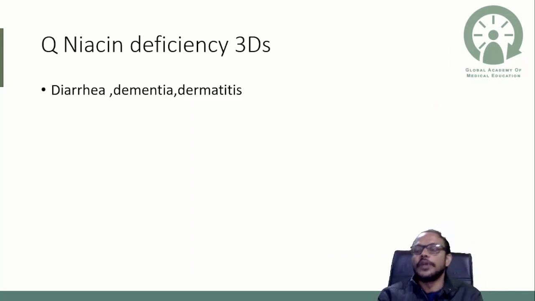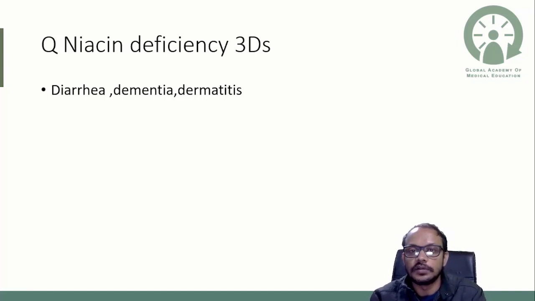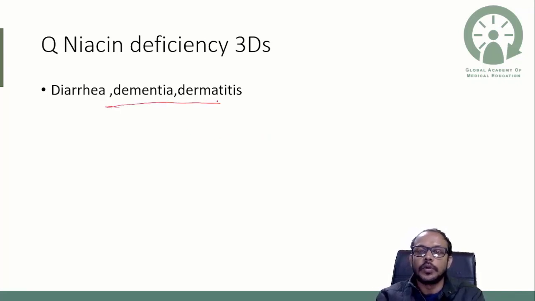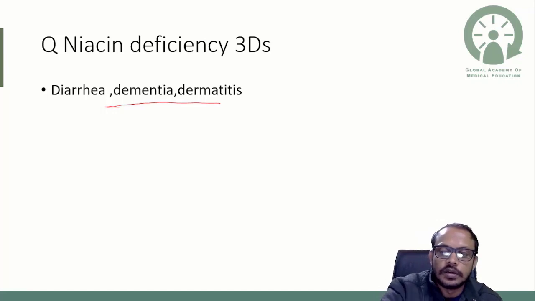Another very important question. It was a repeat question from last year. Niacin deficiency 3Ds, that is diarrhea, dementia and dermatitis. Nutrition is a very important topic of the FMGE exam. So many questions were from nutrition, so I have tried to incorporate some nutrition facts in the lecture. So diarrhea, dementia, dermatitis is niacin deficiency.